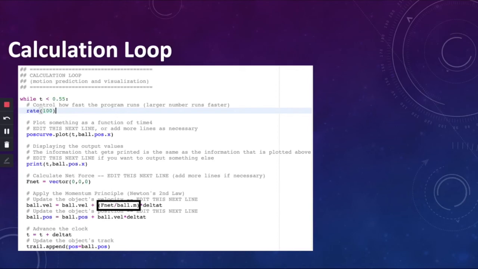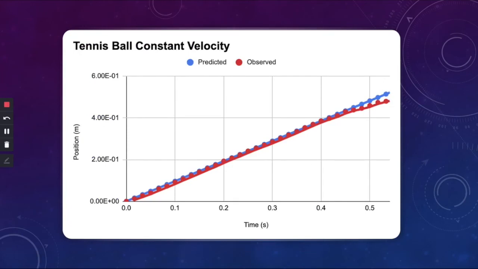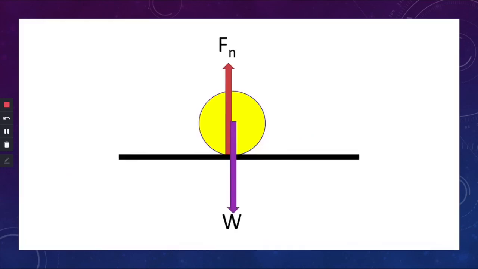Here's a graph that compares the observed and the predicted model of the tennis ball's translational motion. As you can see, the two lines almost overlap each other until the very end when the observed model begins to curve. In the beginning, I briefly mentioned the possibility of an unaccounted force, so I'll go into a bit more detail. In this free body diagram we saw before, we assumed that there are only two forces, weight and the normal force, which thereby balance each other out to give a resultant force of zero.